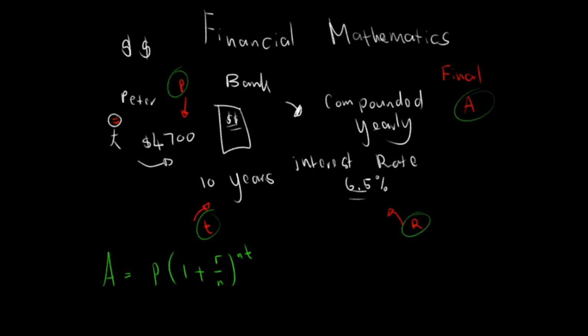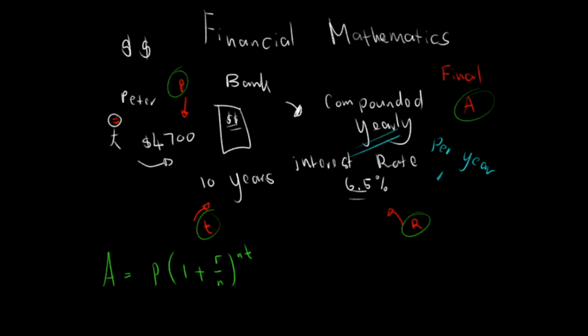Well, let me just change color. I'm going to add a little cyan. The N would refer to the term. So how long per year? We can think about it, how long per year. So yearly means one time per year. If I say compounded monthly, that would mean 12 times per year. If I say compounded daily, that would mean 365 times per year.